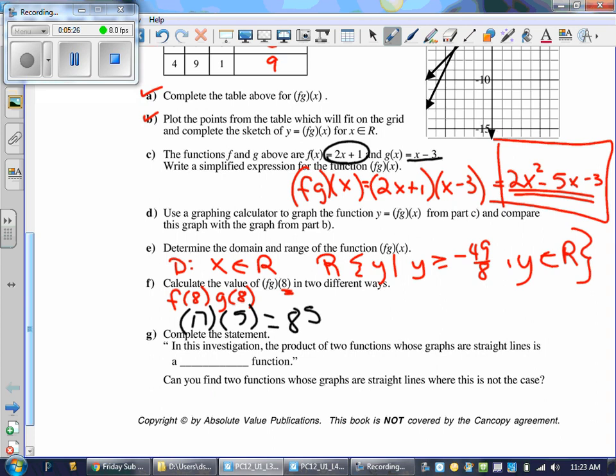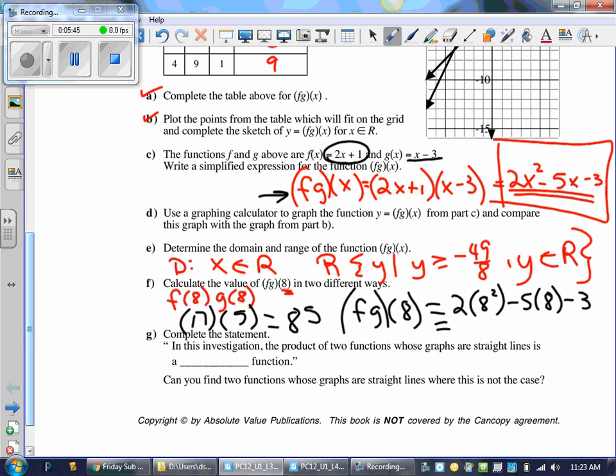That's one way. Or we could take the composite function right here, f of g of x, which we found out to be 2x squared minus 5x minus 3. So let's do this one. And we can just plug in 8 there. So we're going to go 2 times 8 squared minus 5 times 8 minus 3. And when you type it all up, you'll get 85 as well. So either way works. You can go into the individual functions and plug in 8 and find the value, or you can times them together first and then plug in the 8 to the quadratic that we did there.